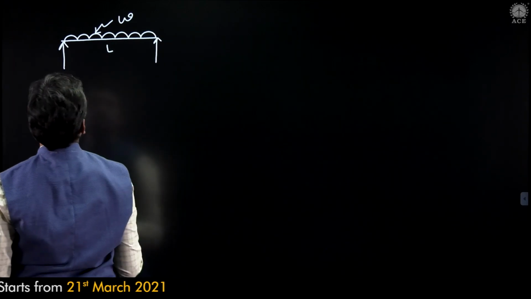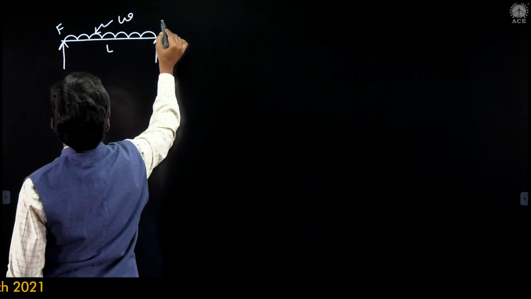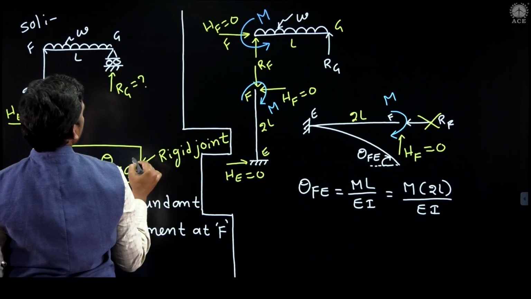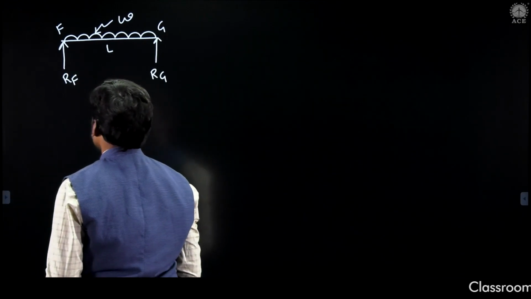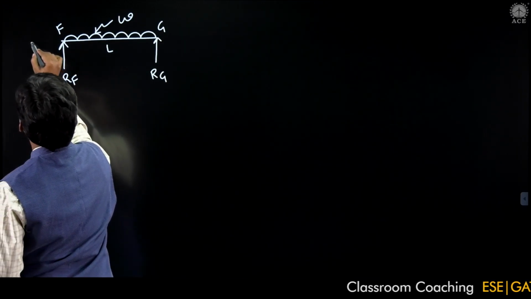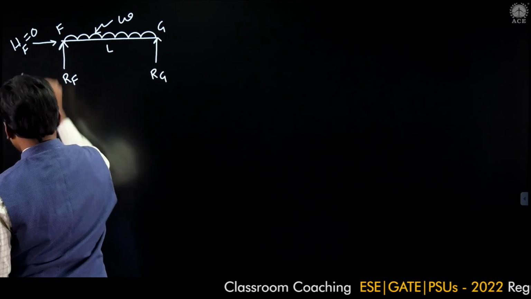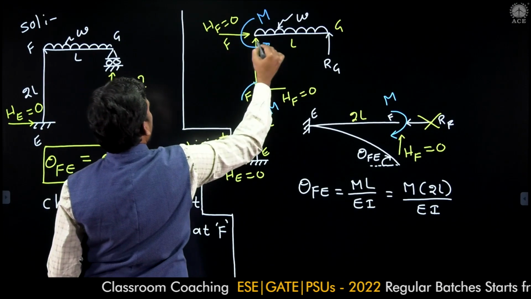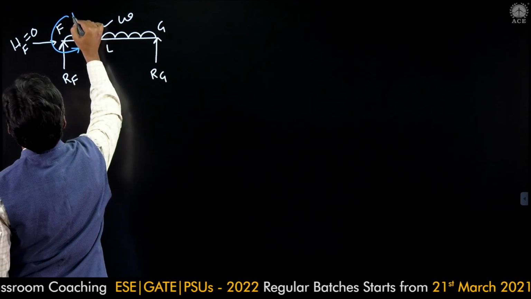The length L. This is FG, right? Then this is F, and this is G, and this is the reaction RG, and this is the reaction RF. And your HF value is 0, and subjected to anti-clockwise moment M, right? Then mark it anti-clockwise moment M.